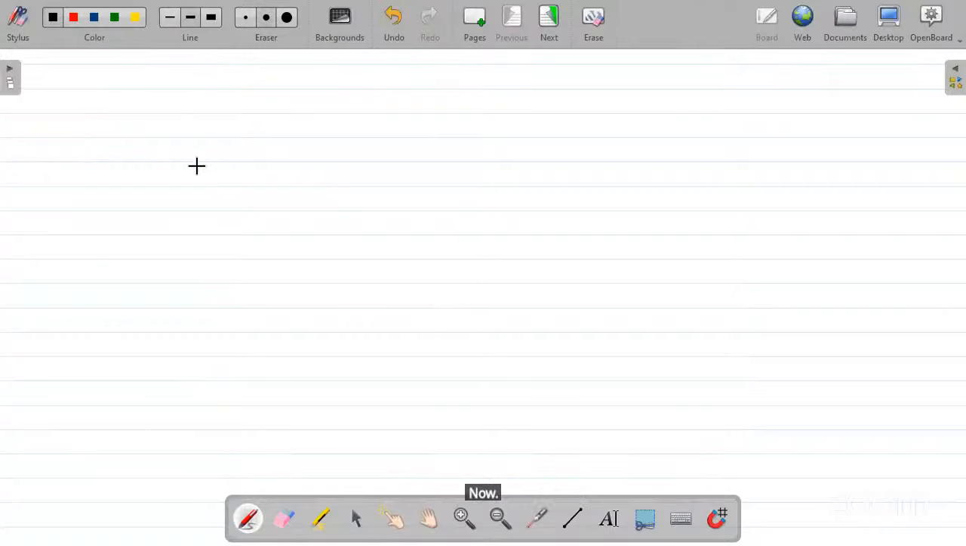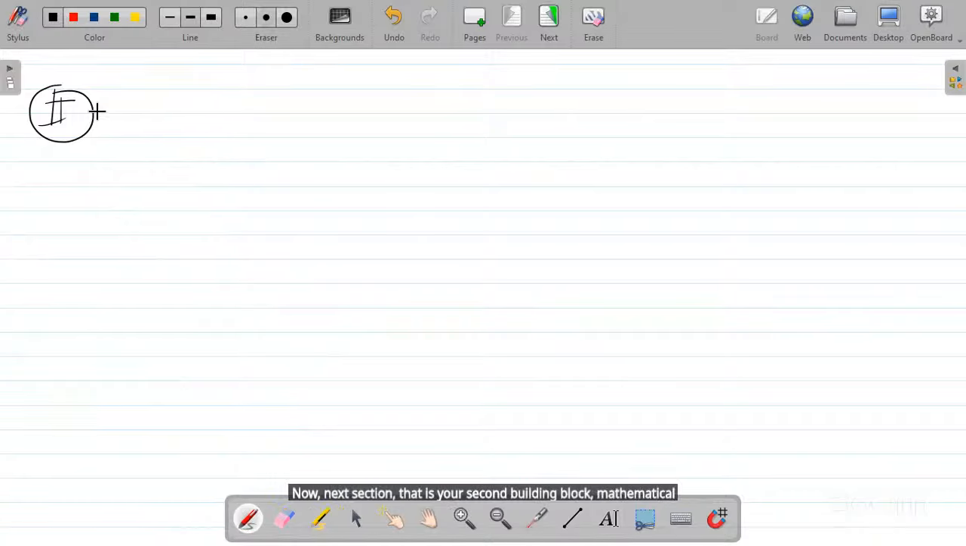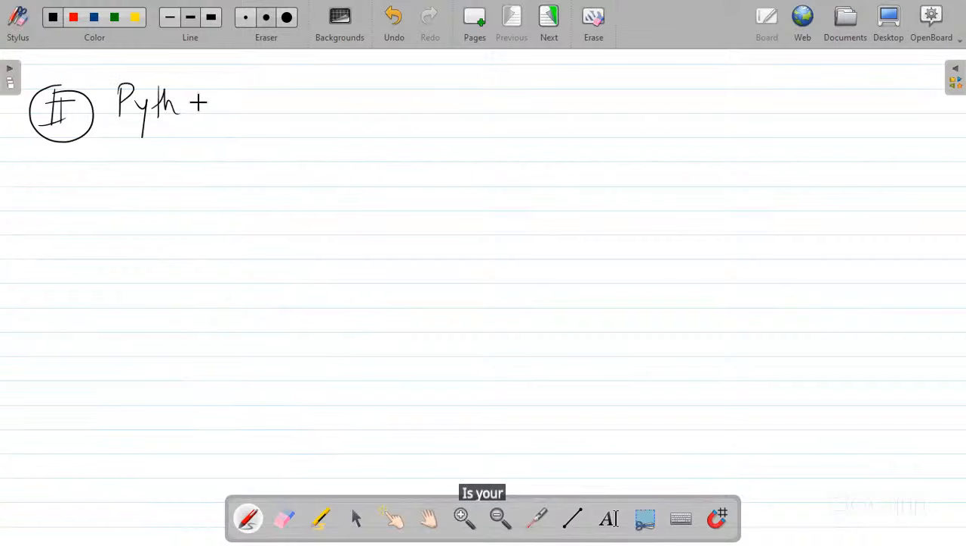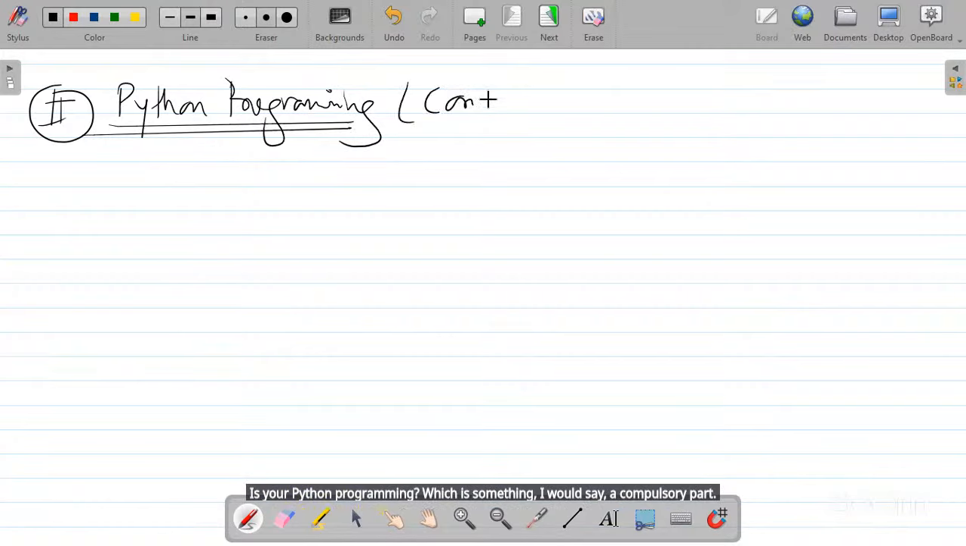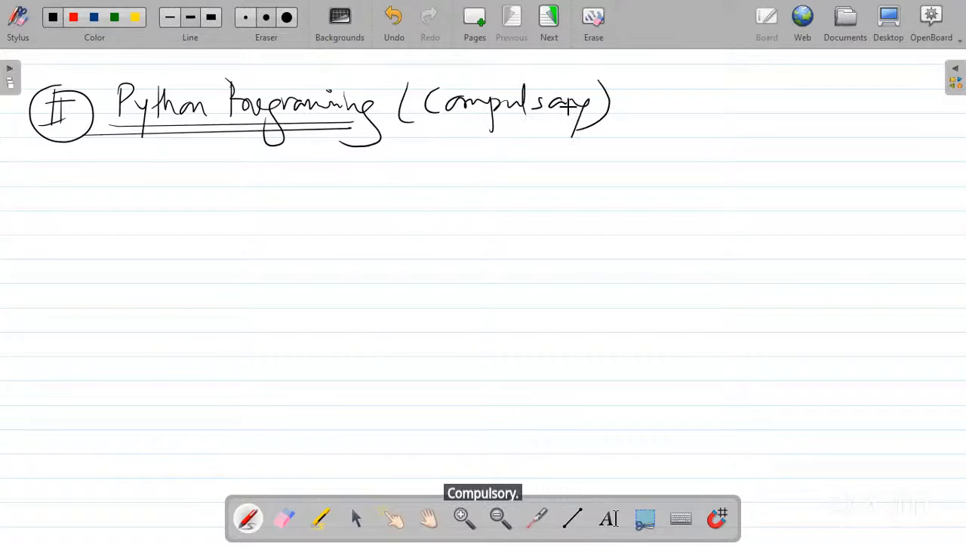Now, the next section, your second building block after the mathematical knowledge block, is Python programming, which is something I would say is a compulsory part. Compulsory. If not, we should learn this. We'll cover the important aspects.